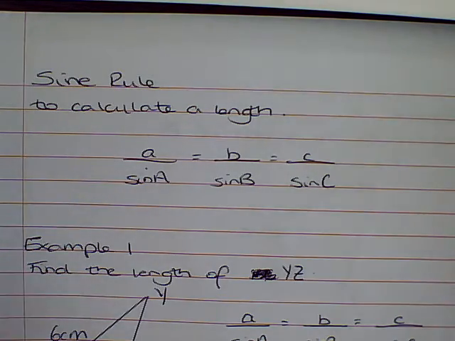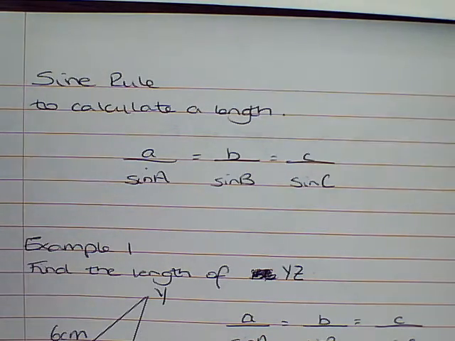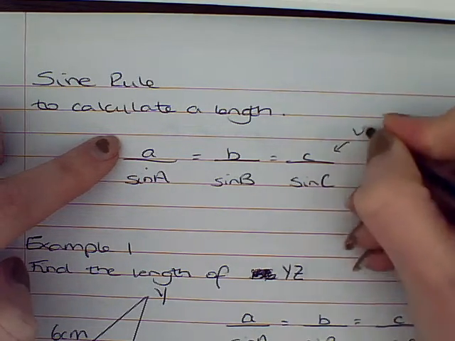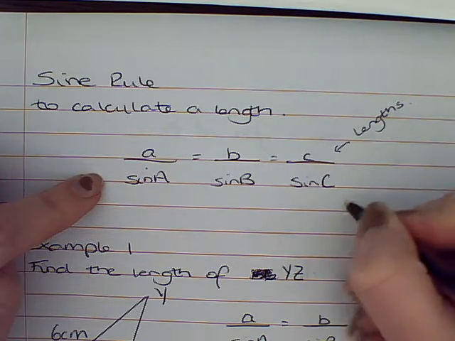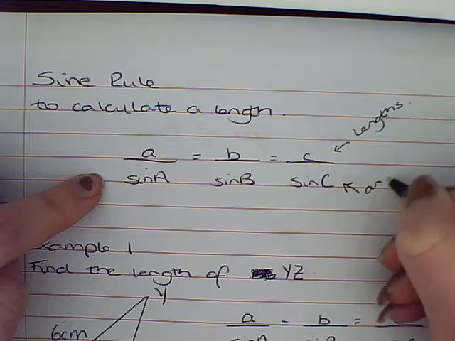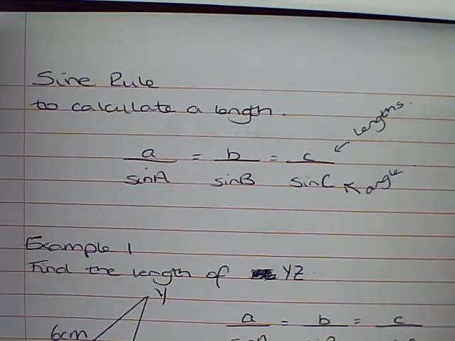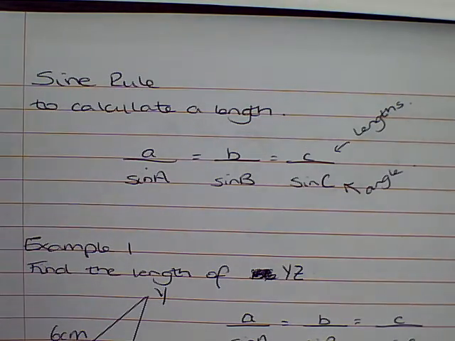So the sine rule, and this time we're calculating a length. Now this is the formula you get at the front of the paper on the formula sheet. The top refers to lengths, so our numerator, all these letters are all a length, and on the denominator, all these letters are an angle. We don't need to flip it this time, it stays exactly as it is. We want a length, so the lengths are on the top. Okay, if we want an angle, we put the angles on the top, but we want a length.